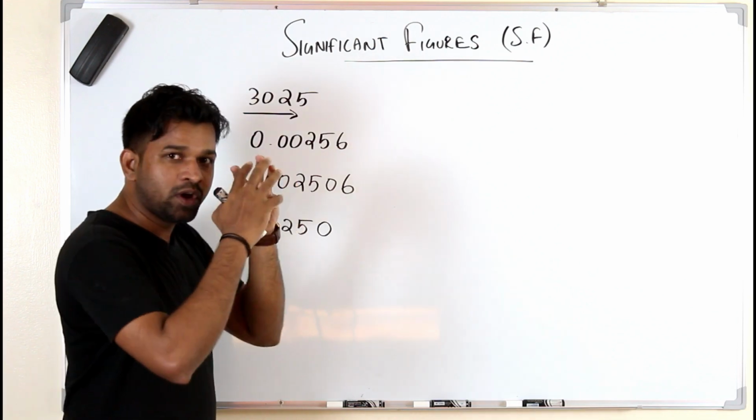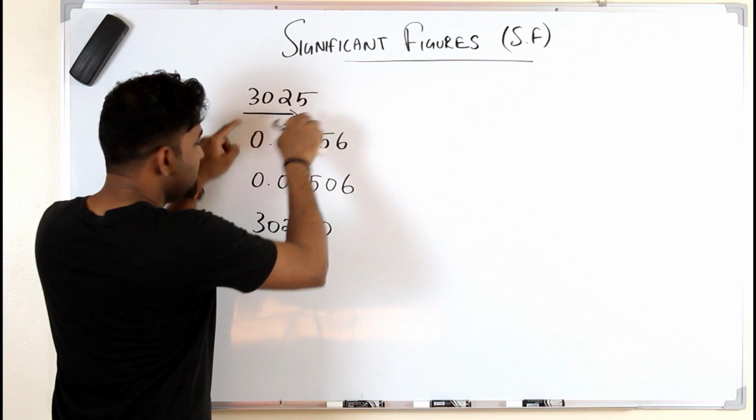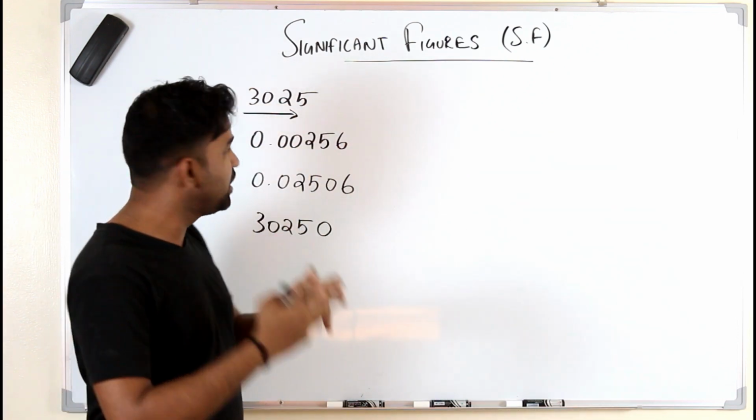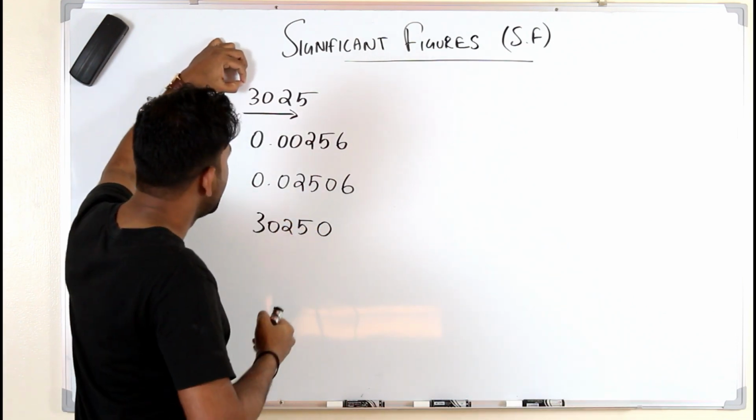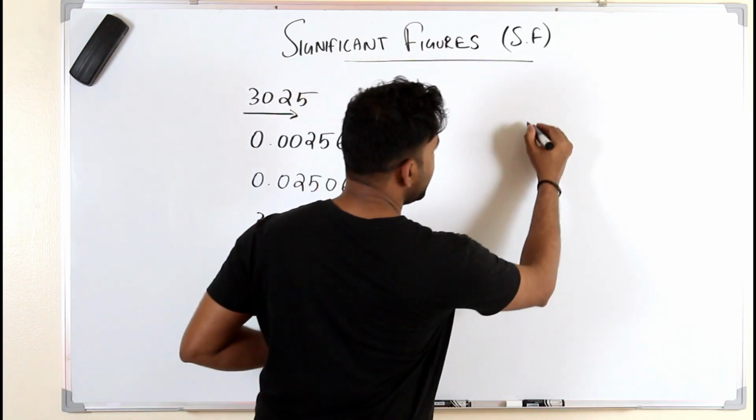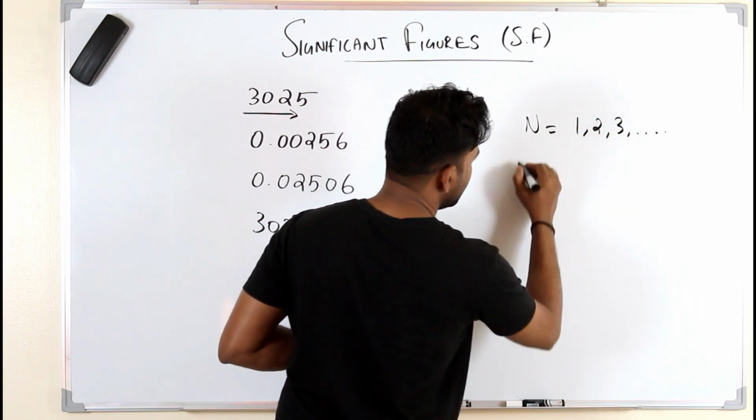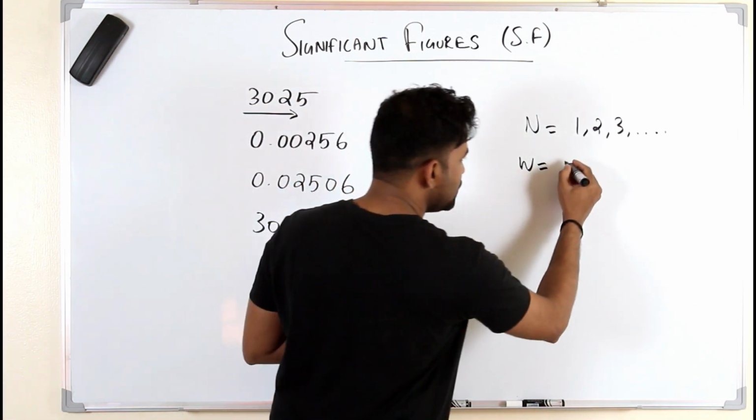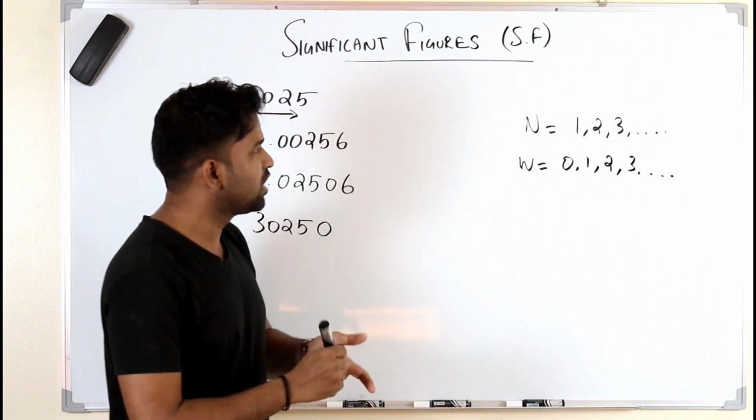Whenever you are given a number, you need to start from left and move along the digits to right. So let's consider the first number. It's a whole number, 3025. When you start from left, you must look for the first natural number. I have explained clearly the natural numbers are 1, 2, 3, etc. And the whole numbers are natural numbers plus the 0: 0, 1, 2, 3, etc.